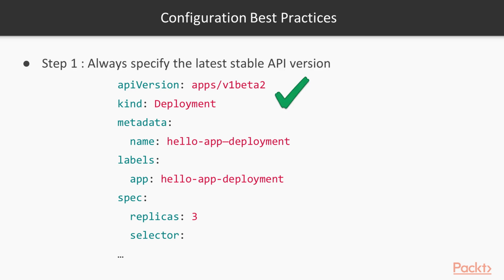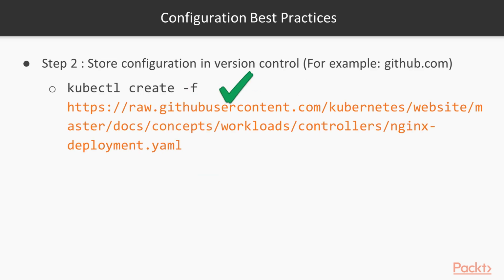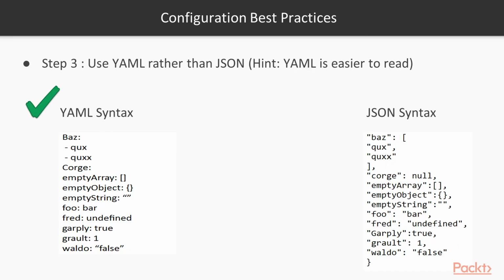So best practices. Number 1, always specify the latest stable API version. Store configuration in version control, like GitHub. As you can see below, when we create the API resource, we're actually pointing to a remote location. So that's a good practice. It's better to use YAML than JSON simply because YAML is easier to read. There are fewer characters. You don't have to play around with quotes and brackets and things like that. It's just very simple. So YAML is the preferred syntax for storing configuration.